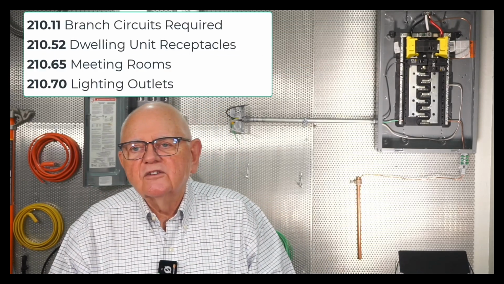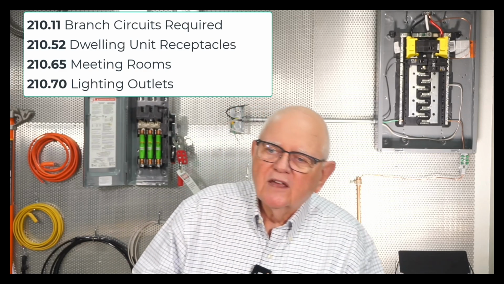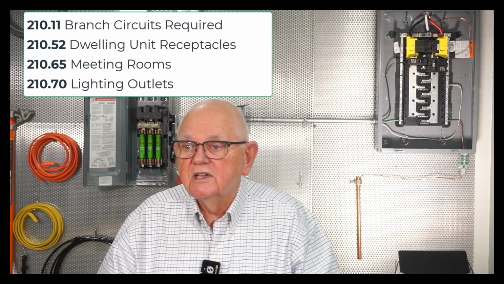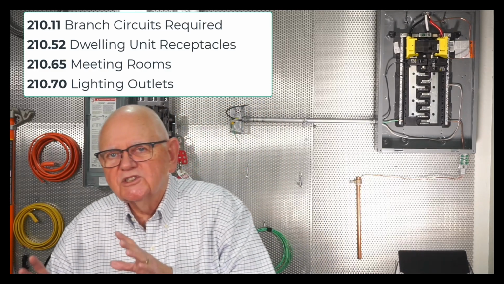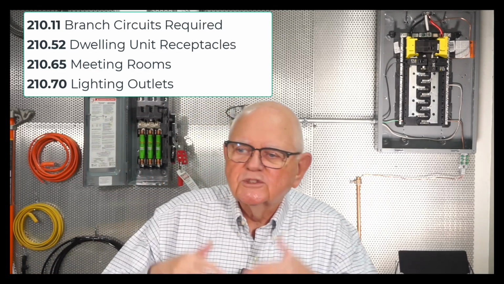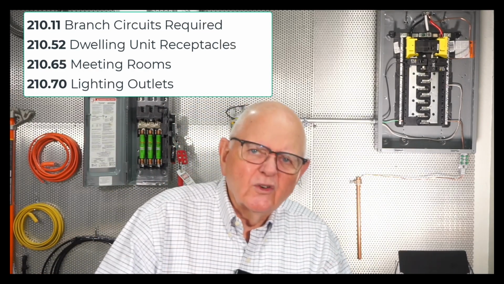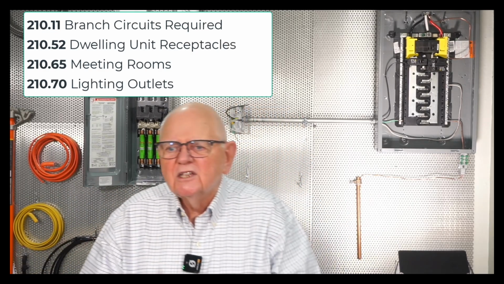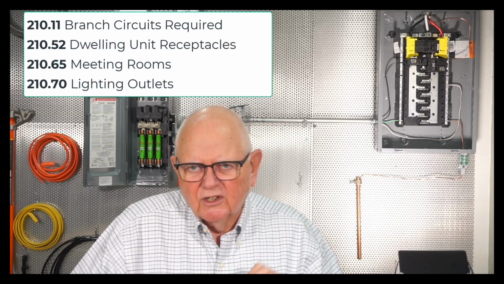210.11C talks about the requirements for branch circuits in dwelling units. And it says I have to have 2 or more 20 amp small appliance branch circuits in kitchens. Now, for all of these requirements in 210.11, we're going to find more specific information in 210.52, such as location, maybe along wall spaces and countertops and all that. But anyway, 210.11 says I have to have 2 or more 20 amp small appliance branch circuits in kitchens.